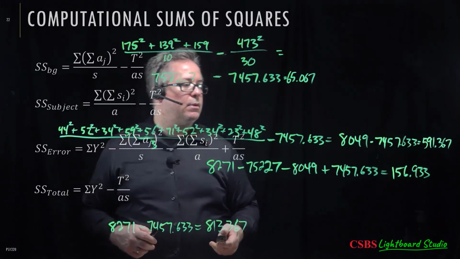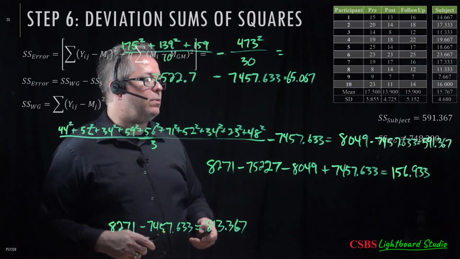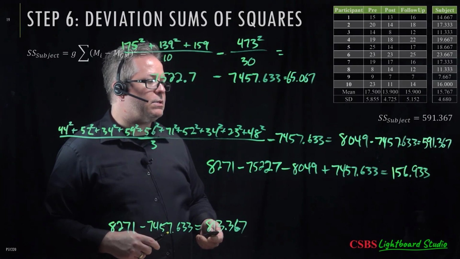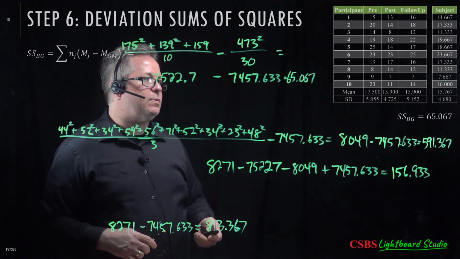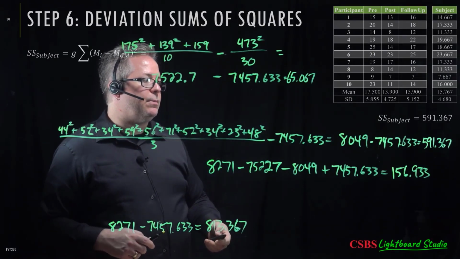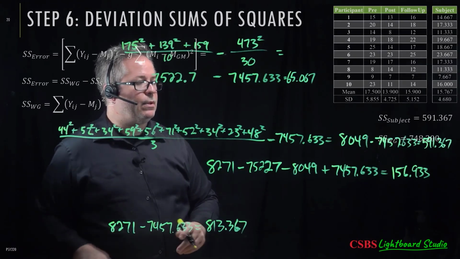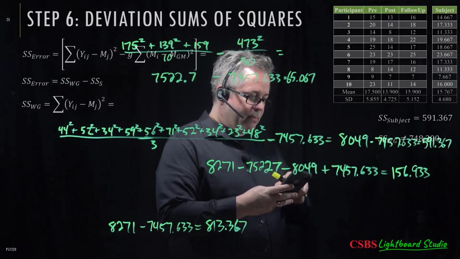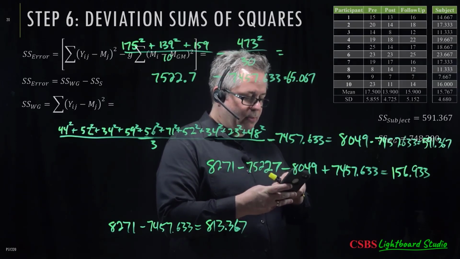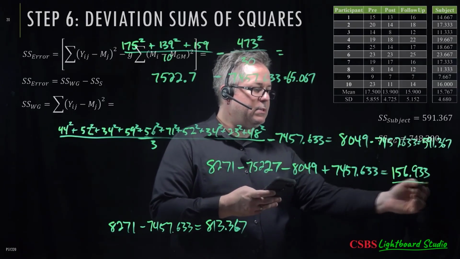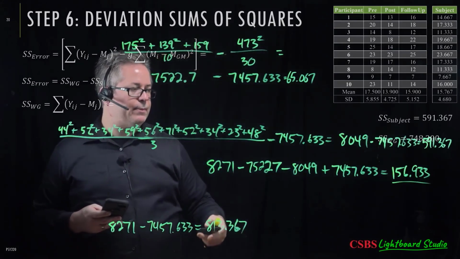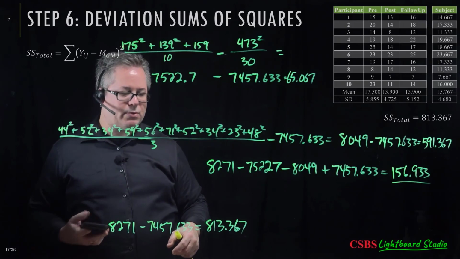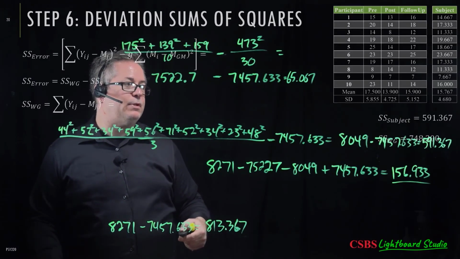So going back here, let's look back at some of the other ones. Subject is 591.367, that works. Between group 65.067, that works. Error we found as 748.3 minus 591.367, which equals 156.933, which is what's there. All right, and then total we found before, 813.367. All right, so everything looks good, and it all matches up to the deviation sum of squares.